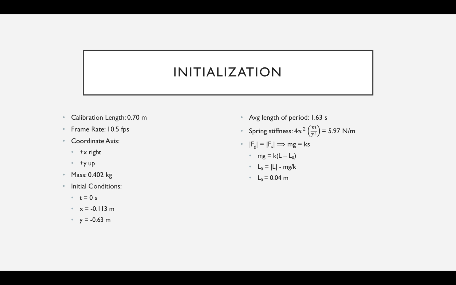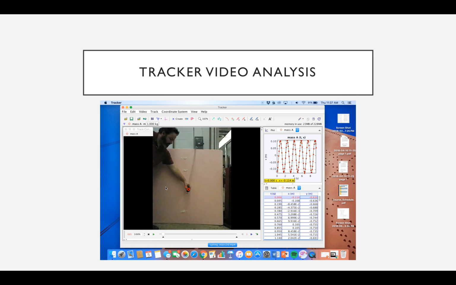The spring stiffness was found by using the formula 4 pi squared times mass over time squared and was 5.97 newtons per meter. The relaxed spring length was found by setting the magnitude of the gravitational energy equal to the magnitude of the spring energy. This value was 0.4 meters.